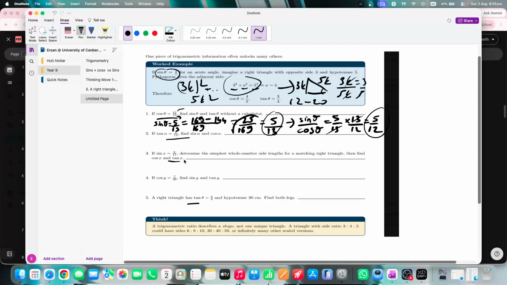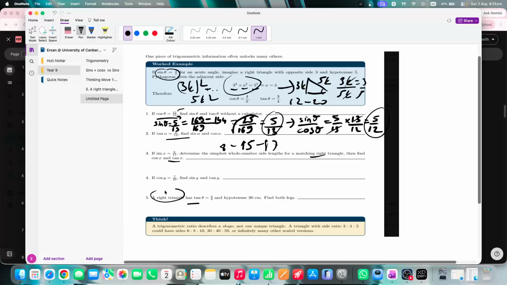If sine x is 8 over 17, determine the simplest whole number side lengths for a matching right triangle, then find cosine 10x. If you know this famous triangle, 8, 15 and 17, basically you can take it from there. It's easy for you, so I'm not going to spend your time.